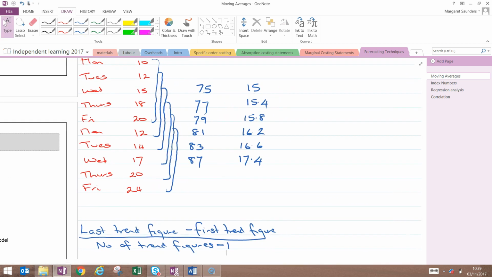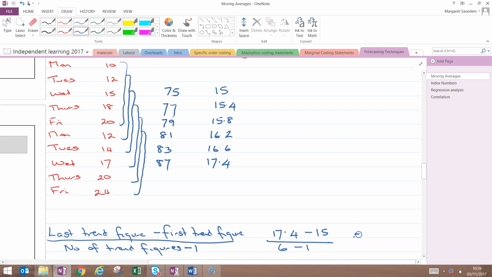So the last trend figure is 17.4. The first trend figure is 15. The number of trend figures we have is 6. And we take away 1. That gives us 0.48. That is the average increment in the trend.